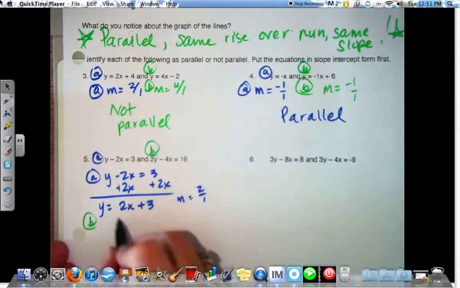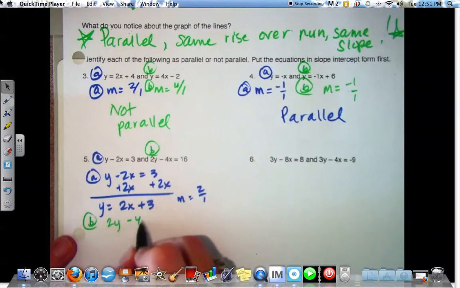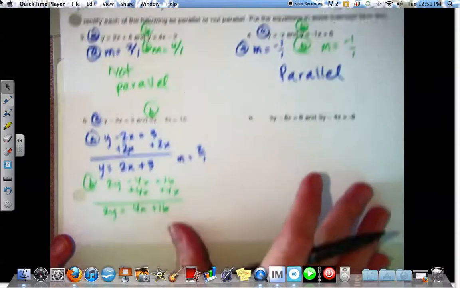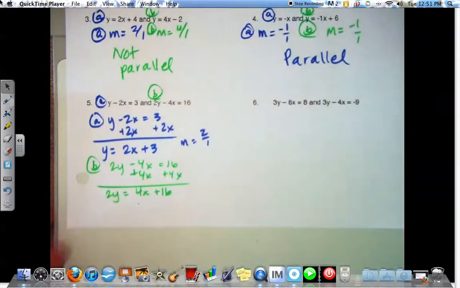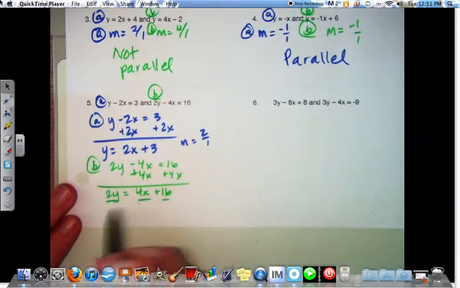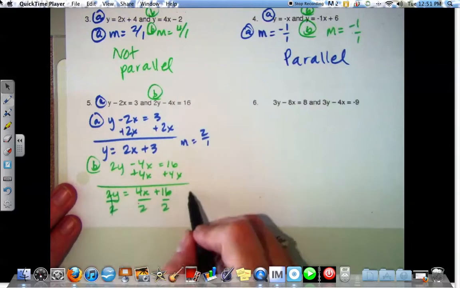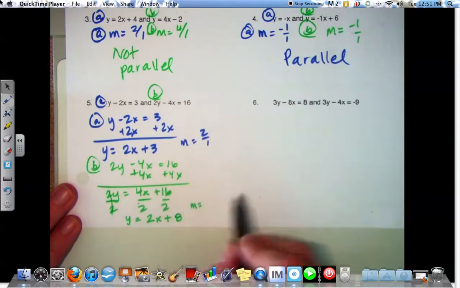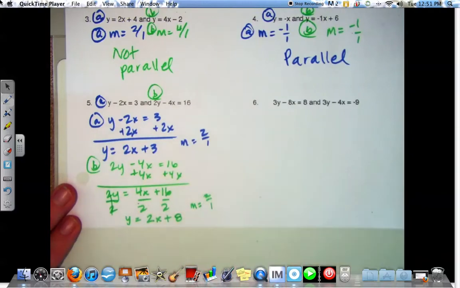Okay. So 2y minus 4x equals 16. What do we need to do? 2y equals? And the last step? So y equals, so that means our slope is... Parallel or not parallel? Parallel.